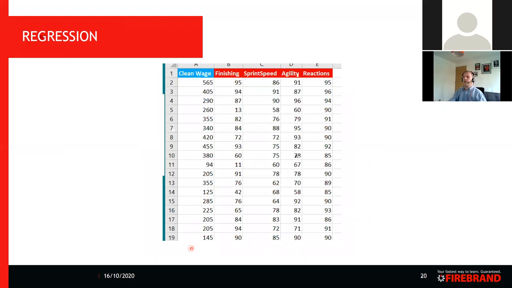So this is what we're going to do. We're going to see whether any of these variables, such as finishing, sprint speed, agility, and reactions, which one of those four most closely correlates with the amount of money we pay a footballer.